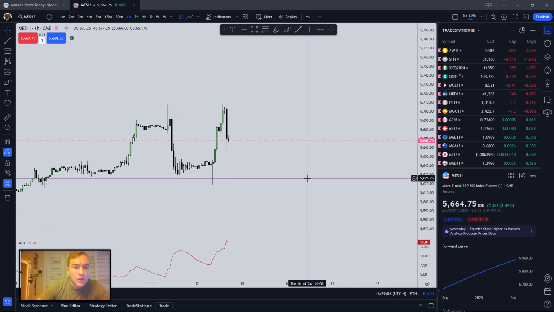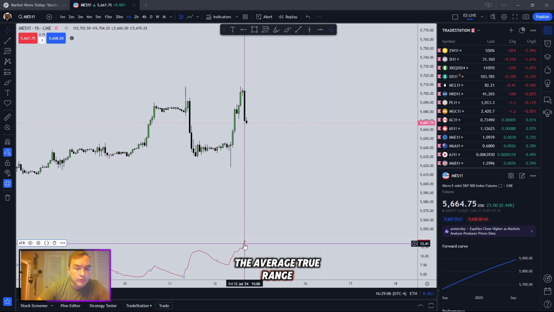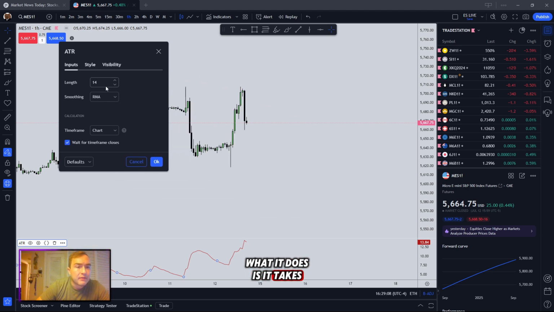So the average true range takes the last 14 candles using an RMA smoothing method. There's a calculation that weights the latest candles a little bit heavier than the other candles. You're more than welcome to look up how the average true range is calculated. That's not the purpose of this video.